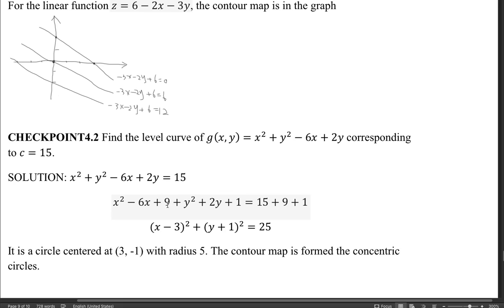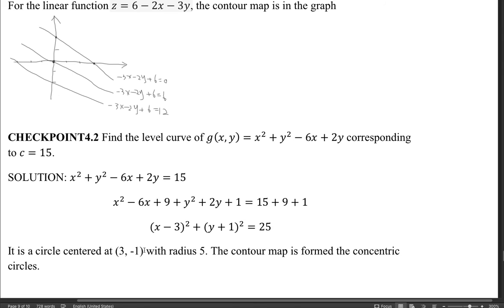I added two extra numbers to the left, which means I have to do the same for the right hand side. The reason I add those two numbers to the left hand side is that the first number helps me form a perfect square, and the second number serves the same purpose, another perfect square. The right hand side simply merges to 25. So this turns out to be the equation of a circle centered at (3, -1) with radius 5.